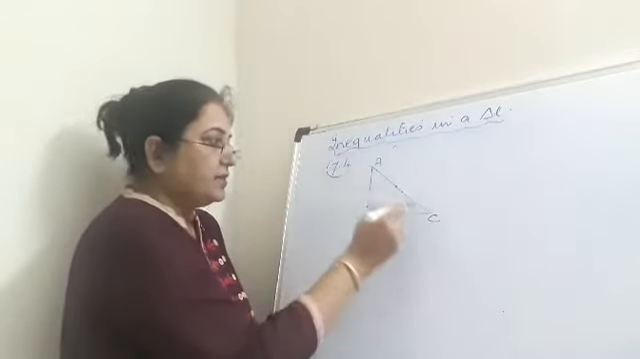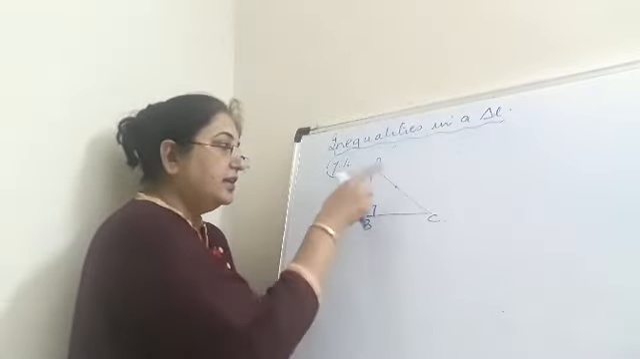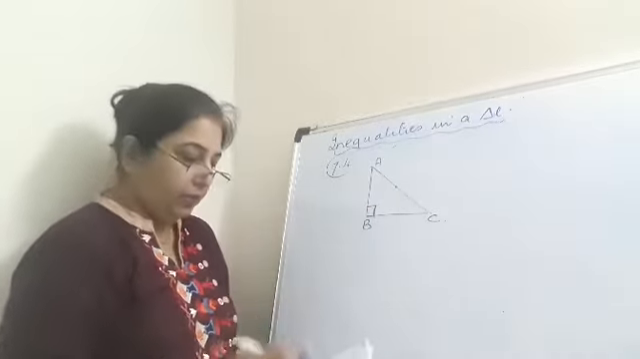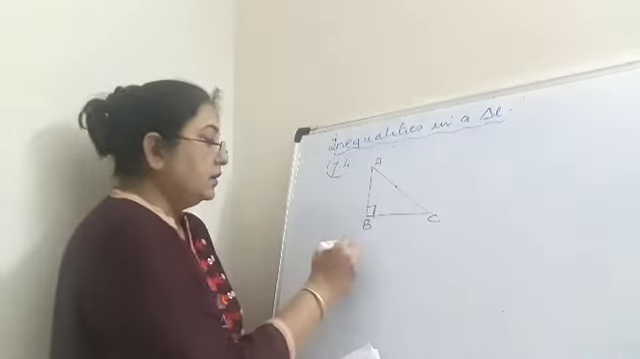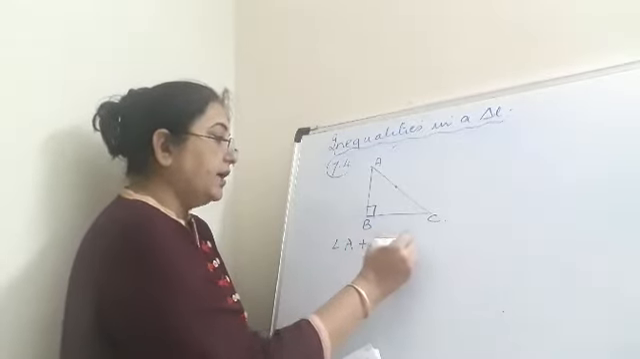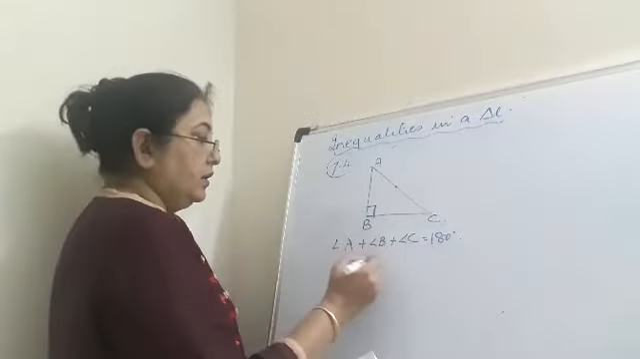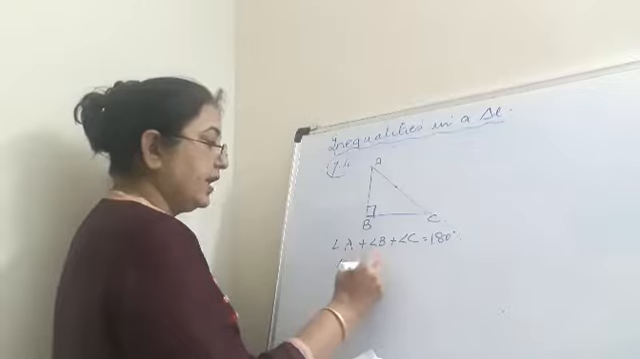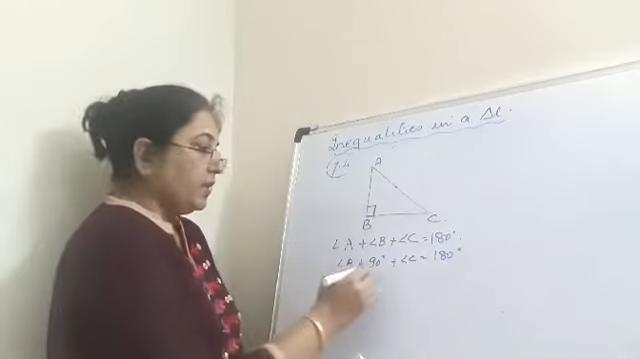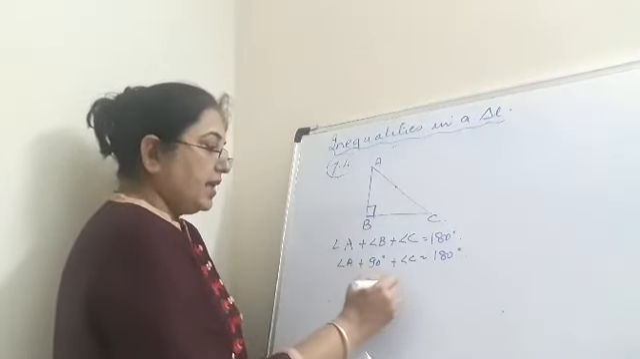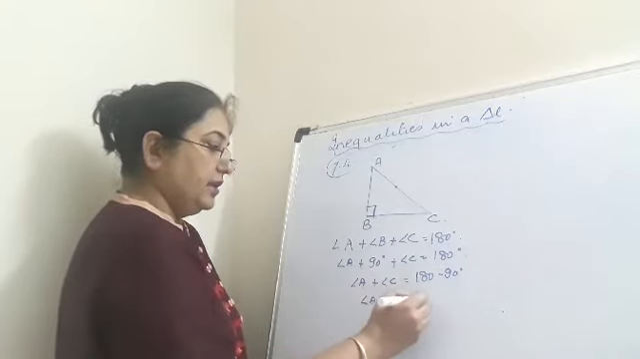To prove that AC is the longest side, we have to prove that angle B is the greatest angle in the whole triangle. Now how will we start? We know that angle A plus angle B plus angle C is equal to 180 degree. Right? Angle A plus 90 plus angle C is equal to 180 degree. Correct? Now, angle A plus angle C will be 180 minus 90, and that will be 90 degree.